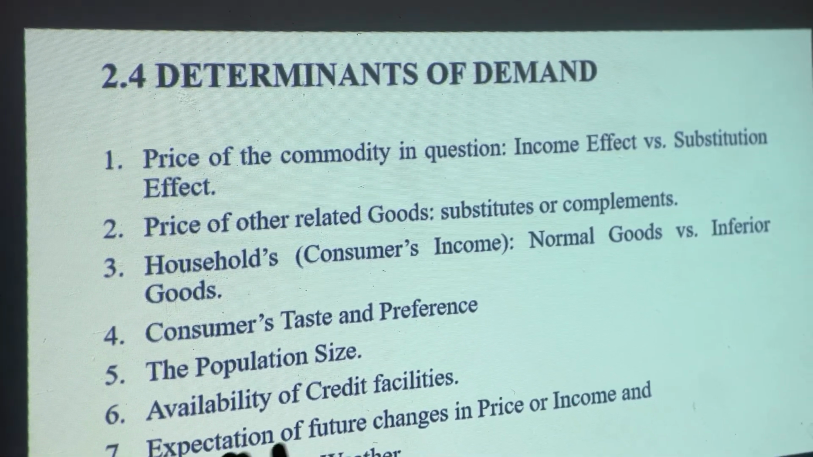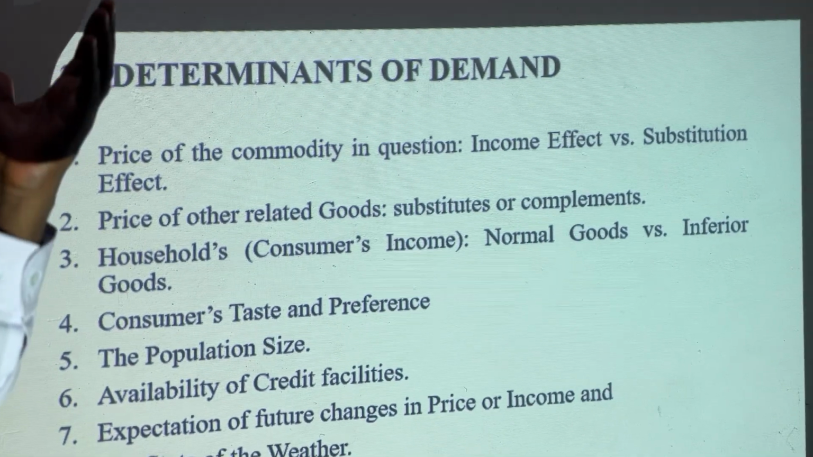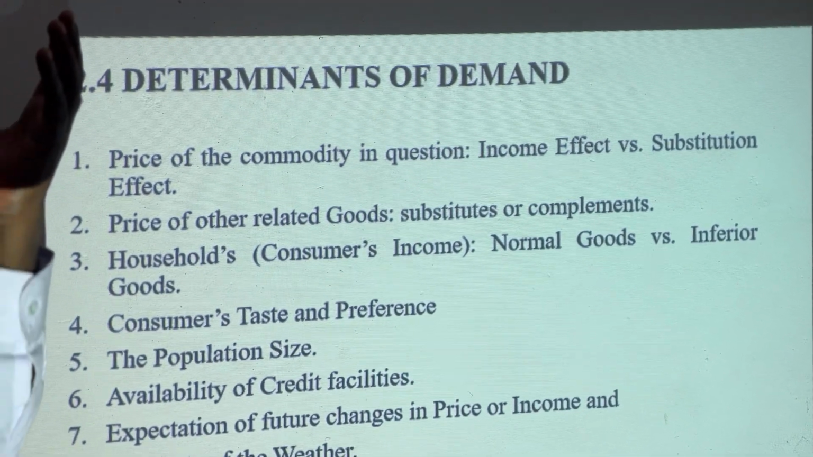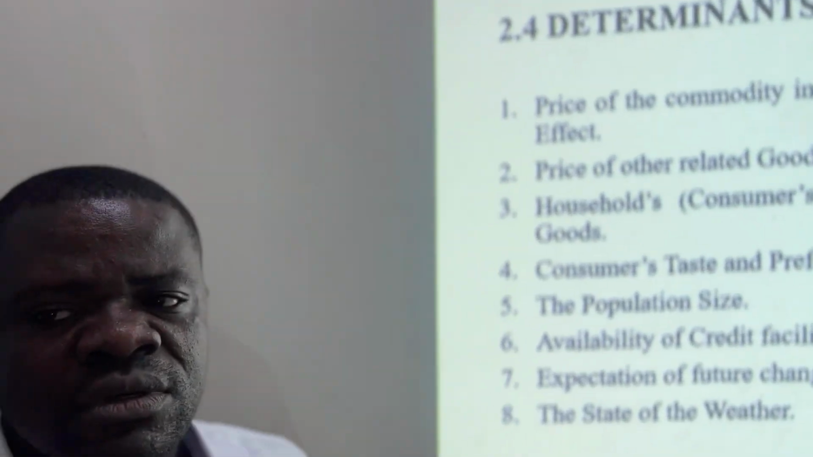So as indicated in the law of demand, normally when prices are high, consumers demand less. When prices are low, consumers demand more. But the question is, why do consumers normally demand more at lower prices and less at higher prices? We have just two reasons. The first reason is income effect, and the second one is substitution effect.